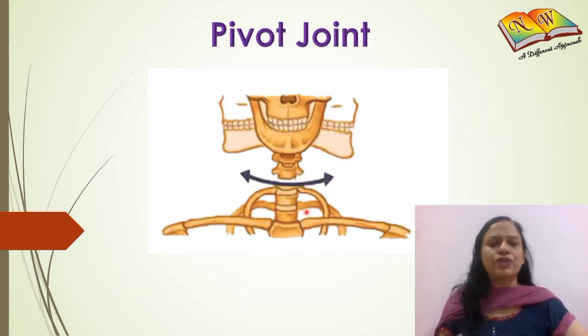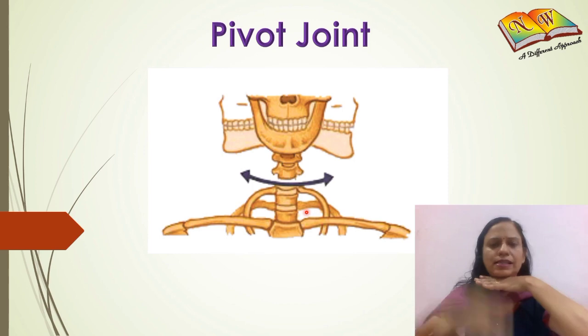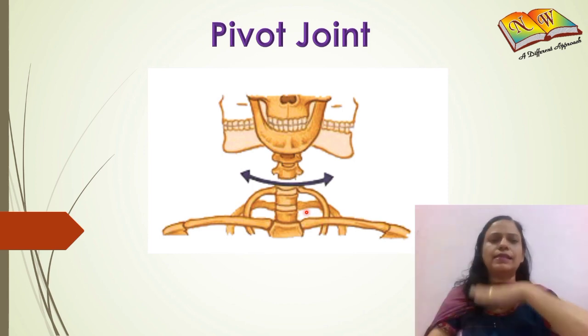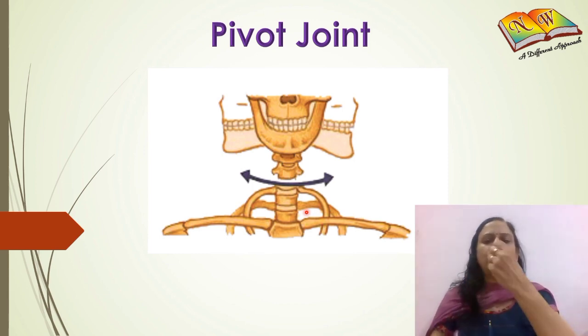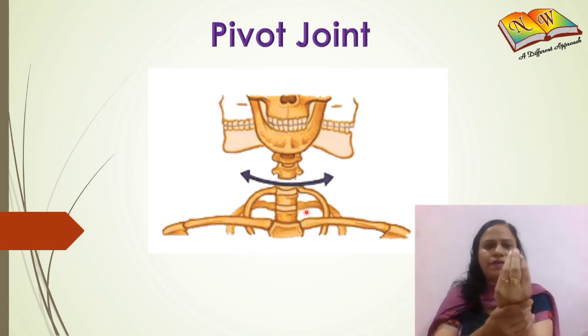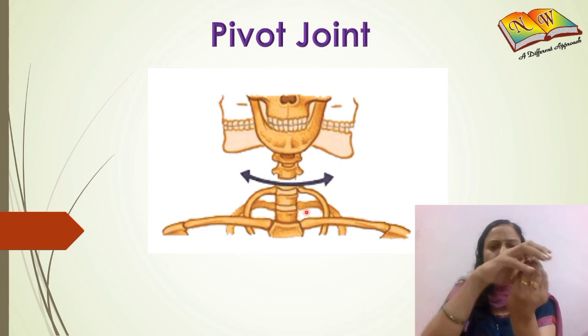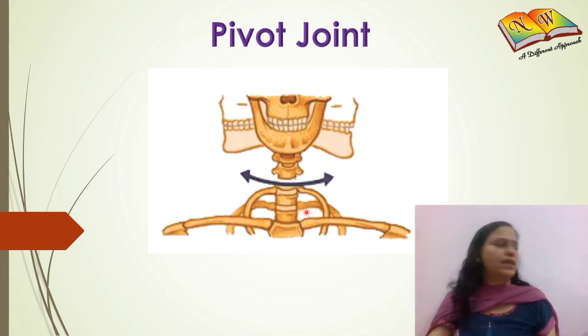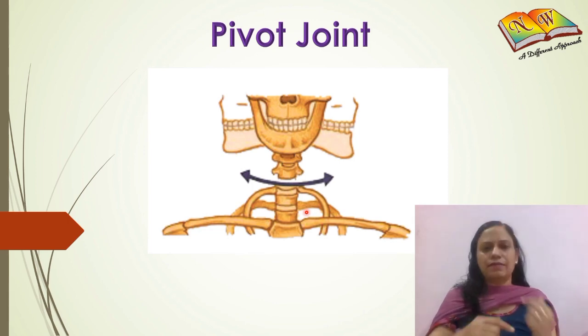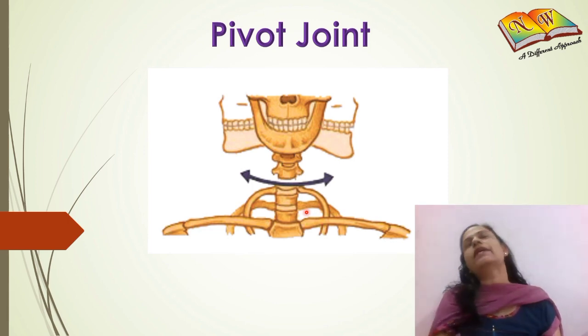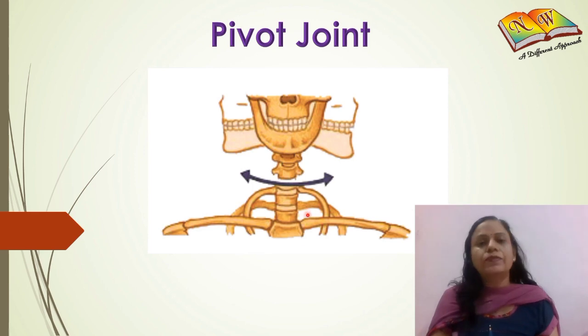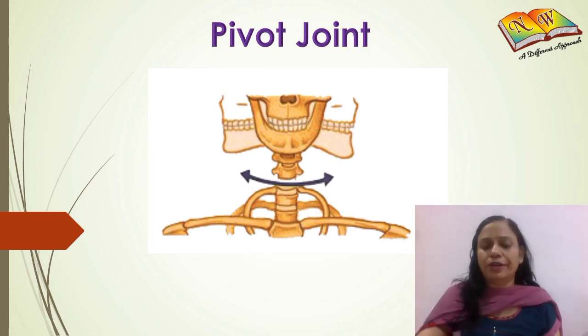Next is a pivot joint. So this is your skull and this is the lower body. In your neck you have a pivot joint. So what is a pivot? A pivot is something like this, on which the skull is fixed, and that allows the skull to rotate, or turn around like this. We can almost rotate our neck in all directions. So that is what a pivot joint is.